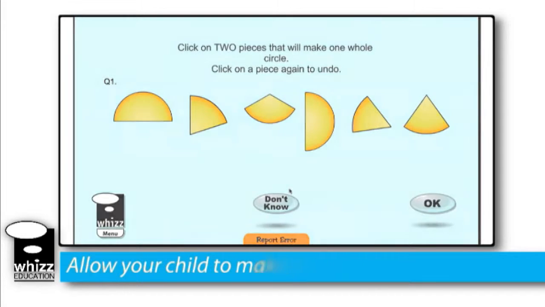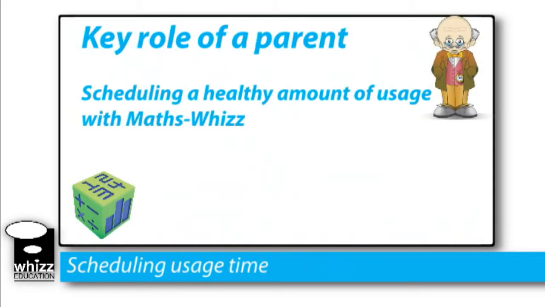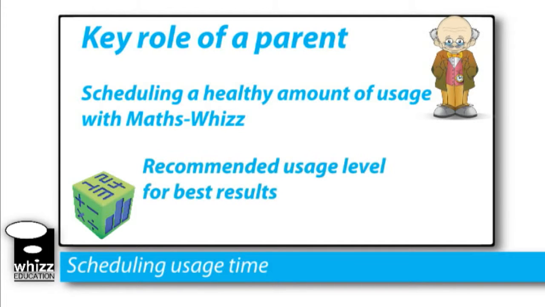The other key role of a parent with Maths-Whizz is that you're really important in helping your child schedule a healthy amount of usage with Maths-Whizz. Just imagine if you got a human tutor, you would probably allocate about an hour a week. Maths-Whizz is just the same. In fact, the recommended usage level to get the best long-term sustainable results is 45 to 60 minutes a week. And if you can help your child schedule that in a disciplined way, maybe over 2 or 3 short sessions a week, you will do your child a massive favour.